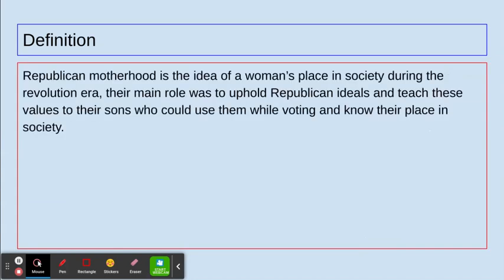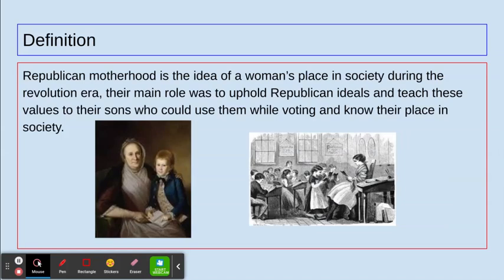The definition. Republican motherhood is the idea of a woman's place in society during the Revolution era. Their main role was to uphold Republican values and teach these values to their sons, who could use them while voting and know their place in society. The picture on the left shows a mother teaching her son, and the picture on the right shows women getting educated in order to pass the values down to their sons.